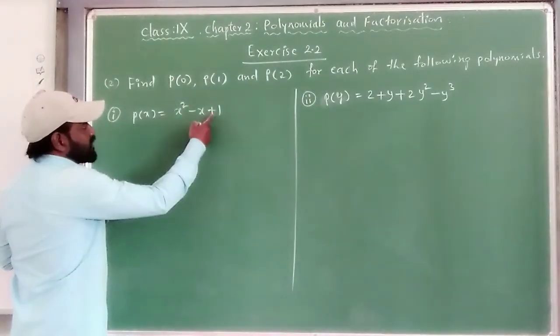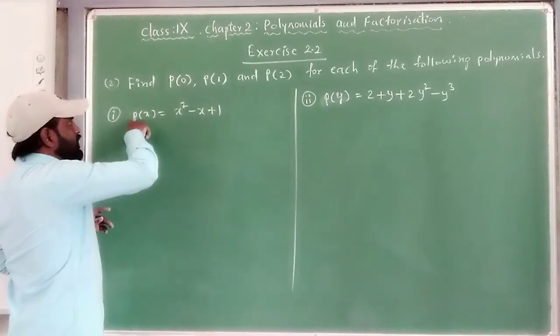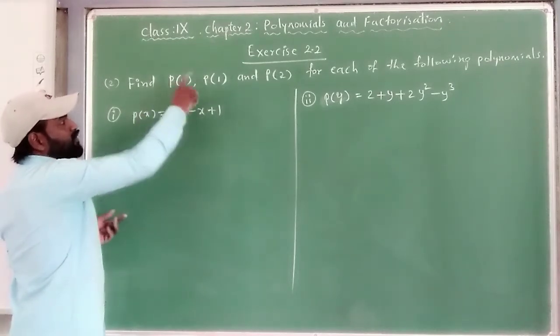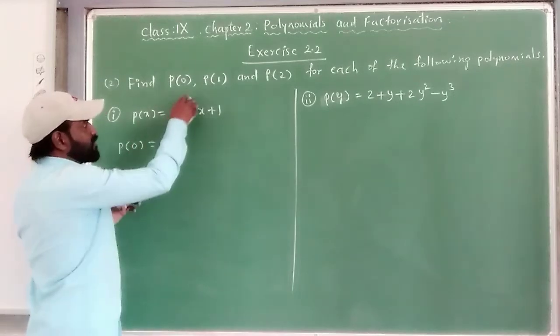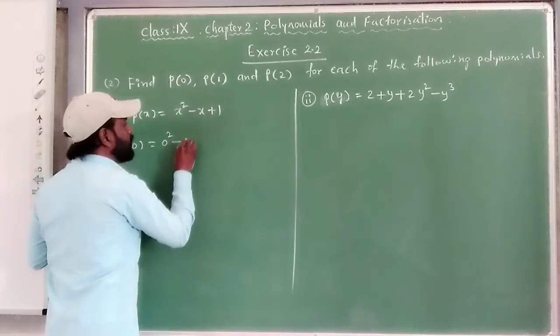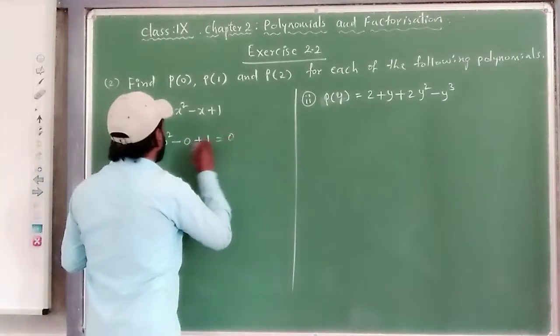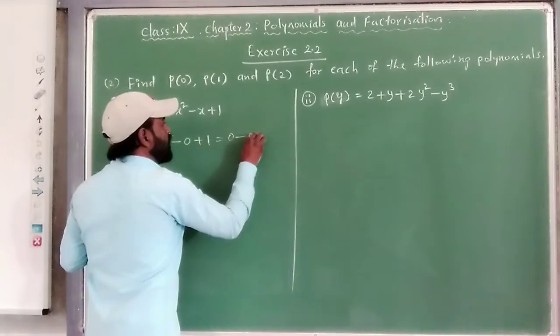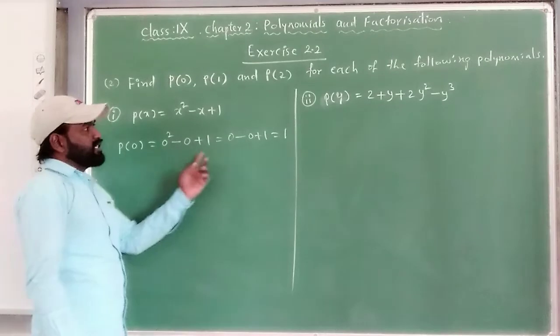See, P of x is equal to this given. We have to find P of 0. That means in place of x, substitute 0. So 0 square minus 0 plus 1. 0 square is 0, minus 0, plus 1 is what? 1 only. That means P of 0 is equal to 1.